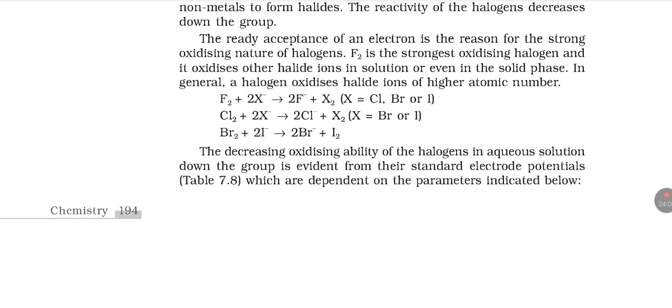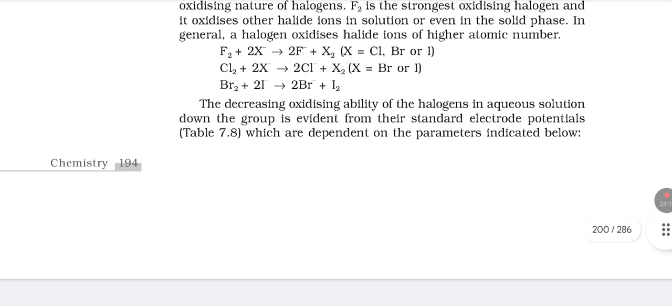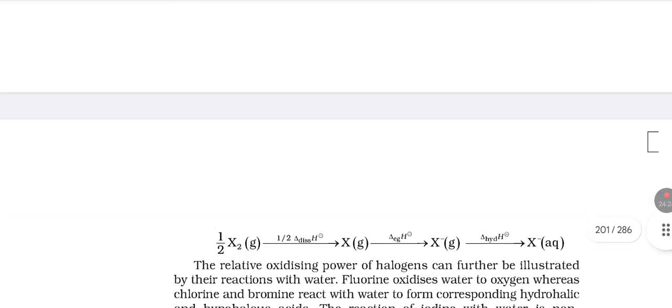In general, a halogen oxidizes halide ions of higher atomic number. The decreasing oxidizing ability of halogens in aqueous solution down the group is evident from their standard electrode potentials, which are dependent on the parameters indicated below.